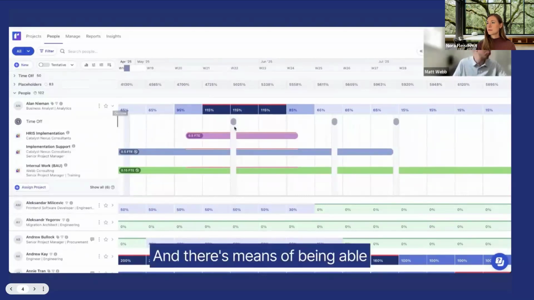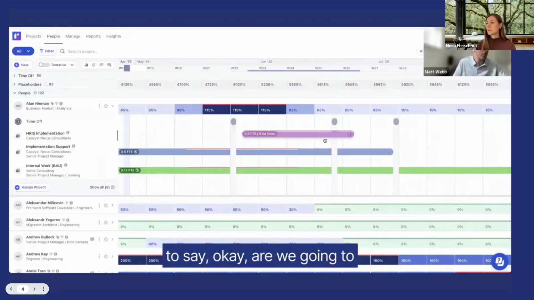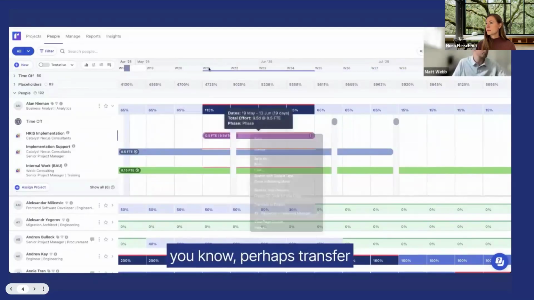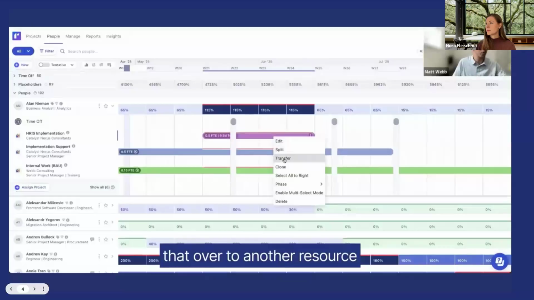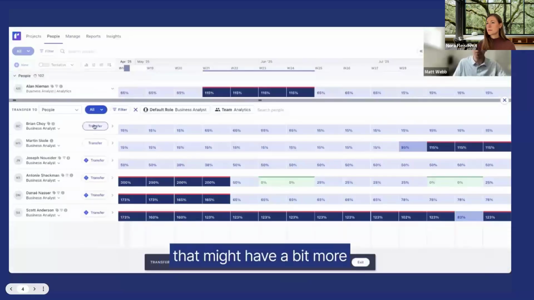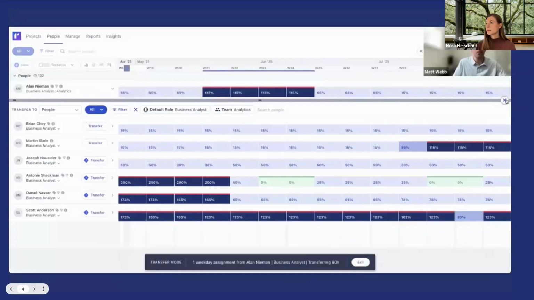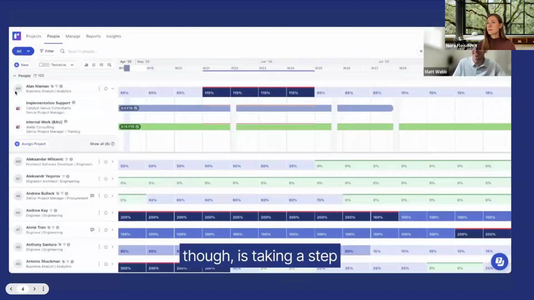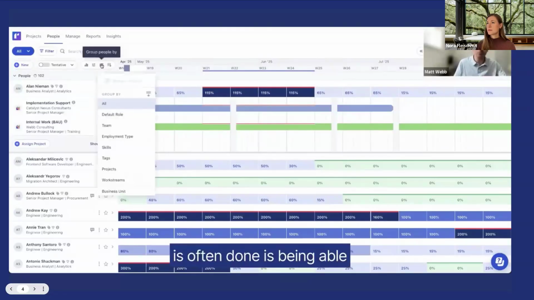And there's means of being able to say, okay, are we going to move that workload out into the future, or do we want to perhaps transfer that over to another resource that might have a bit more availability? The other perspective, though, is taking a step back and looking at this from more of a macro perspective and really looking at the big picture. And one of the ways that is often done is being able to understand utilization at a higher level.